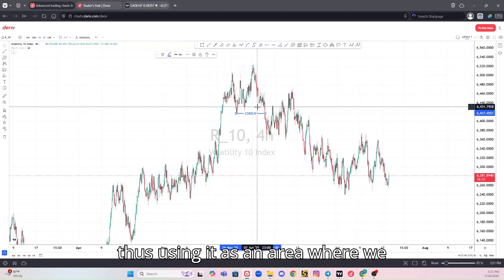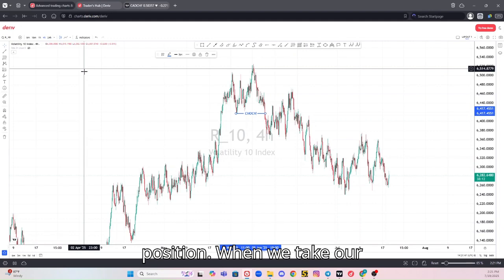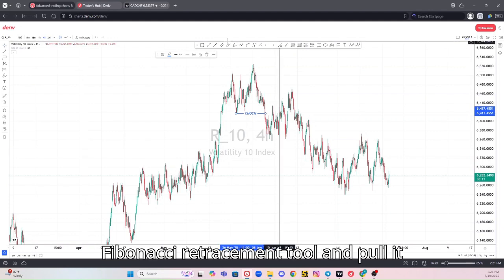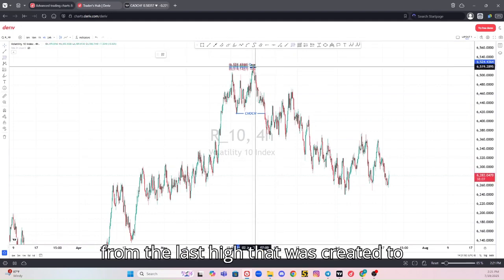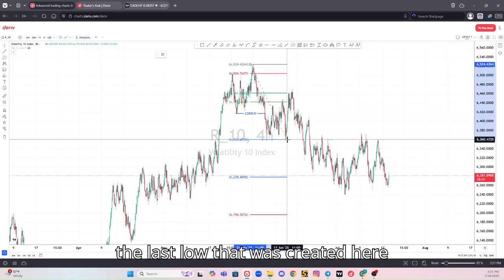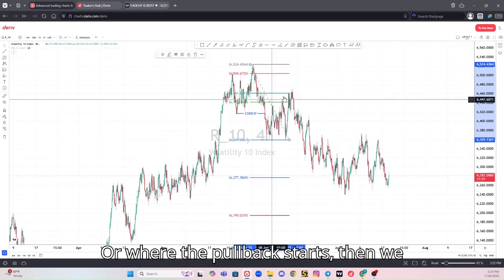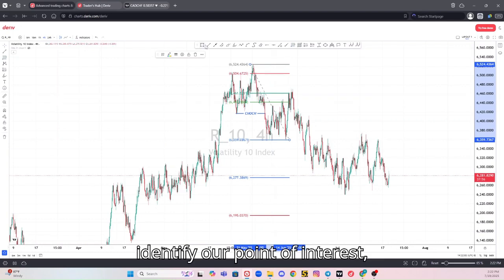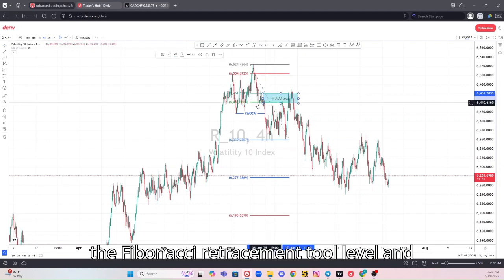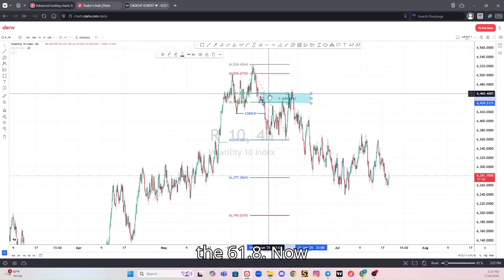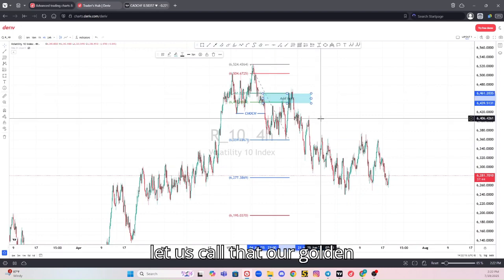Now, how do we use the Fibonacci retracement tool to identify our point of interest, thus using it as an area where we can open a trade position? When we take our Fibonacci retracement tool and pull it from the last high that was created to the last low that was created here, before the pullback starts, then we identify our point of interest, which would be between the 50% level of the Fibonacci retracement tool and the 61.8. Now, let us call that our golden zone.